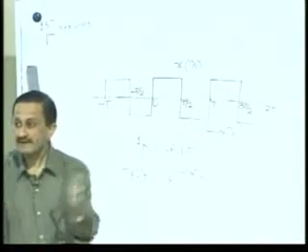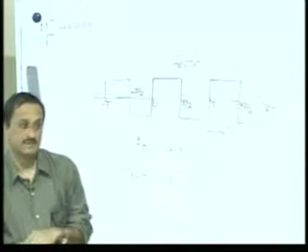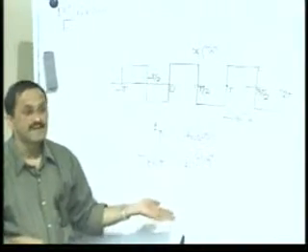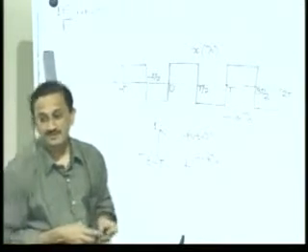Because once we find out the convolution in the interval 0 to T, then it repeats itself after every multiple of T. So that's another approach to doing the problem. I would encourage you to solve the problem also by that approach and check that the answer is the same.